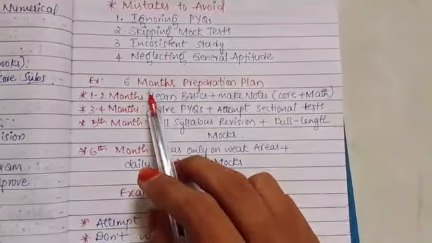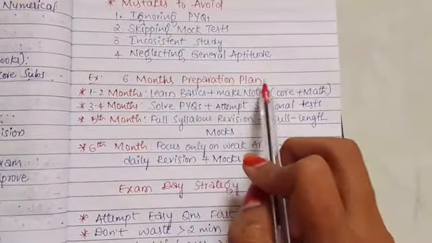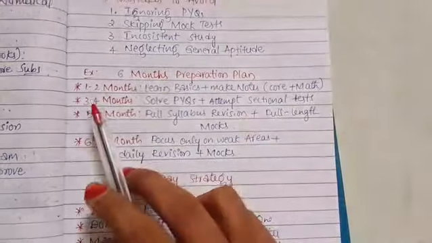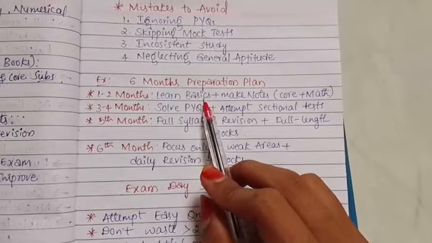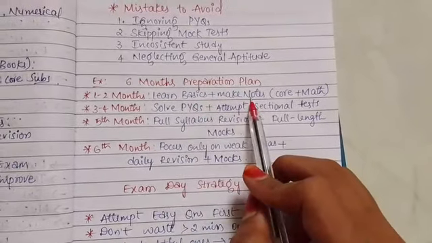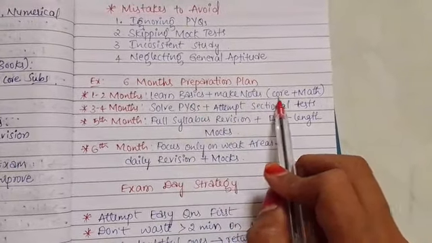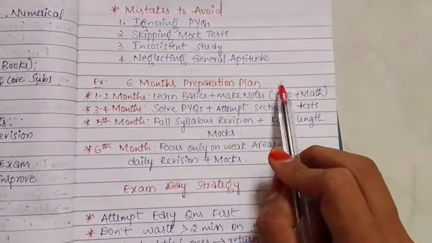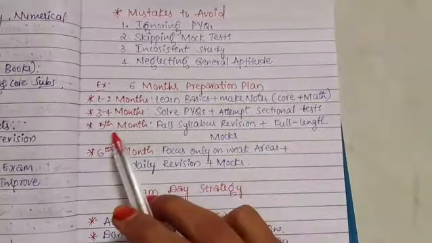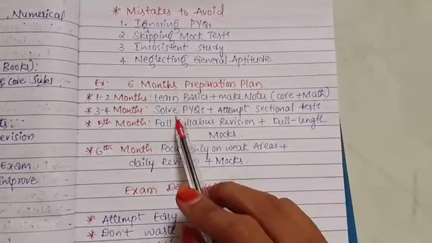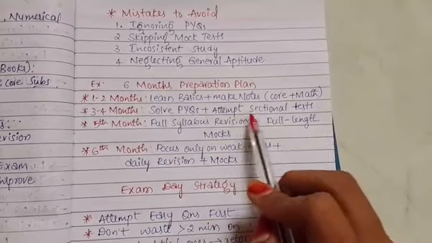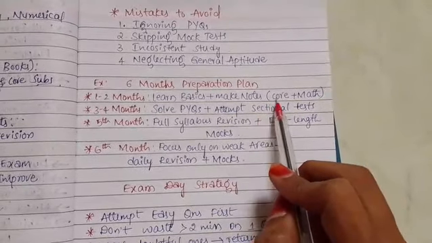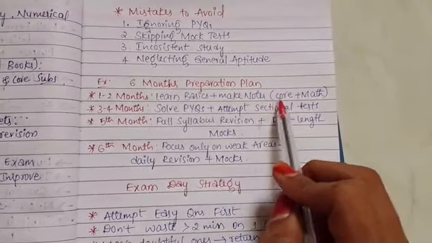And for example, if I take a 6 months preparation plan for the GATE exam, in the first and second months, you have to learn the basics first and make notes of core subjects and maths. Whatever you study, make a note. And in the third and fourth month, you have to solve the previous year question paper questions and attempt the sectional tests. You have to attend the tests frequently.